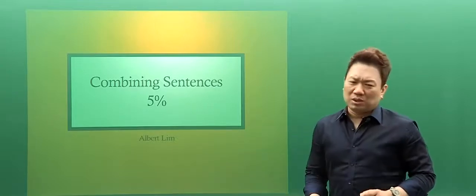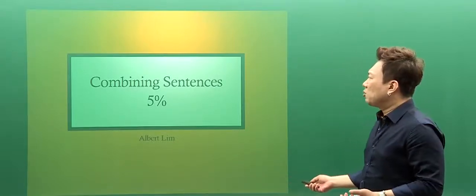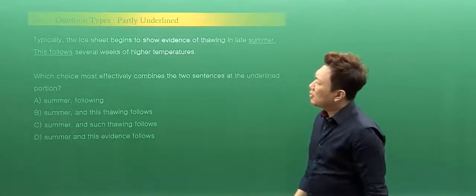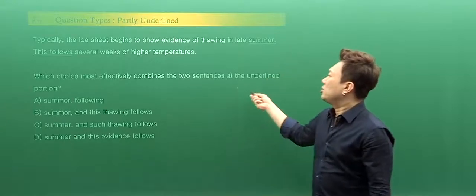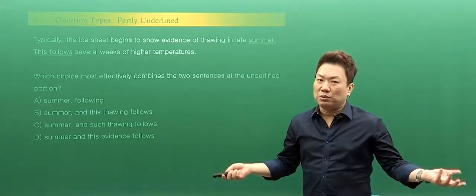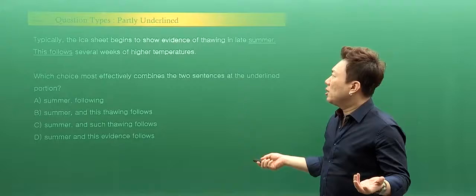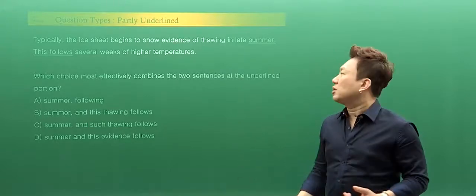The question type is very simple, okay? So let's look at the question type here. Look at this. The question is always asking you which choice most effectively combines 2 sentences at the underlined portion. It's simple, right? And you will face 2 types of question.